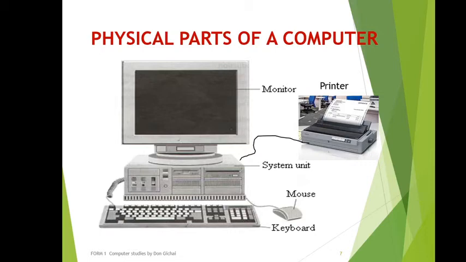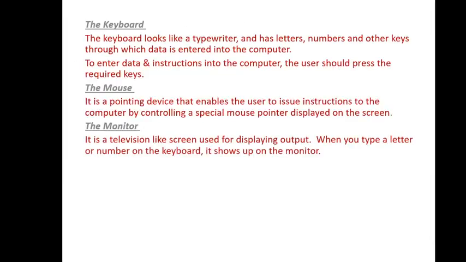And therefore, the uppermost part from the diagram, we call it the monitor. The monitor is the screen. That's where you get to know what is happening. Then we have the system unit as part of the computer. You also have the mouse, you have the keyboard, and sometimes you may include a printer. Then you can go ahead and look at the explanations of these parts.